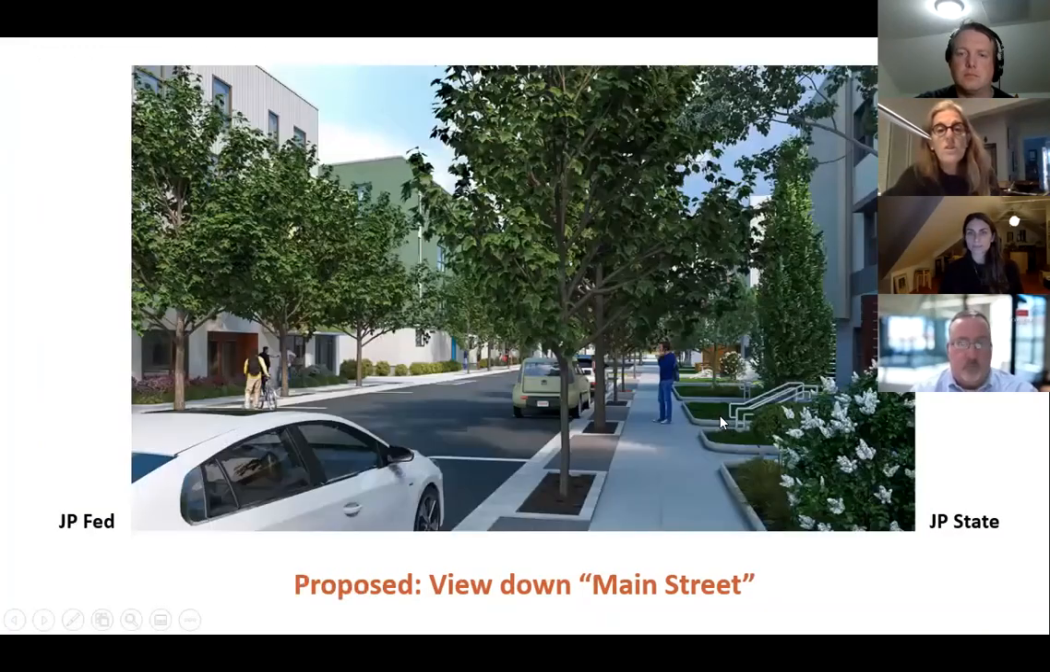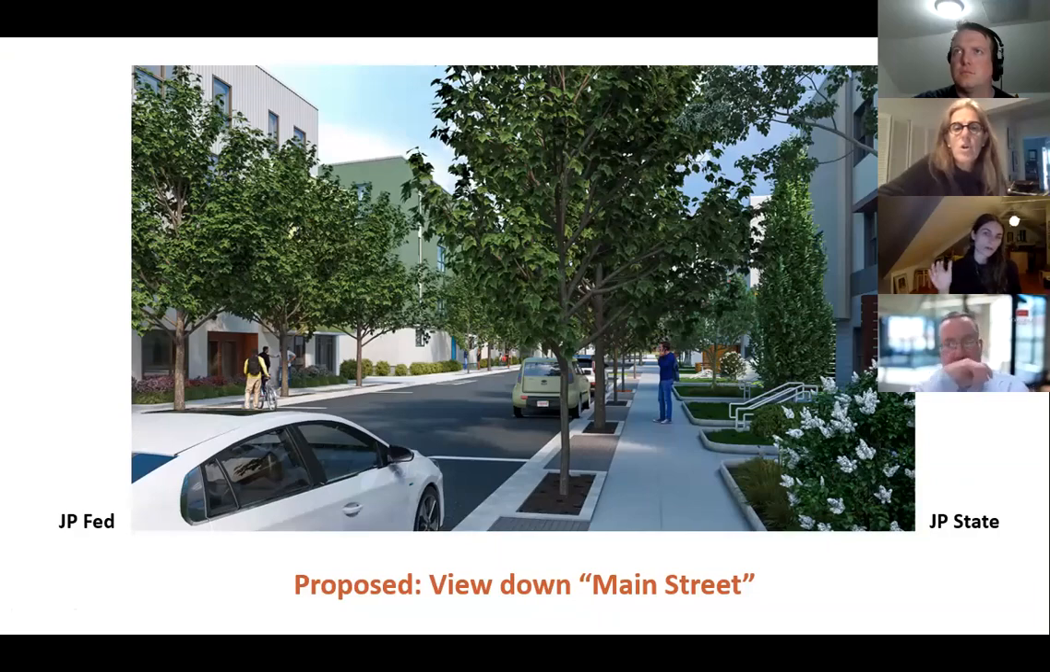Next slide, please. And what we're proposing is that the apartments at JP State and the apartments at JP Fed open out onto a quiet two-lane street facing each other. It'll be tree lined, as you can see in this rendering. And then you'll have the mostly three stories on JP State face the four stories of JP Fed. Next slide.